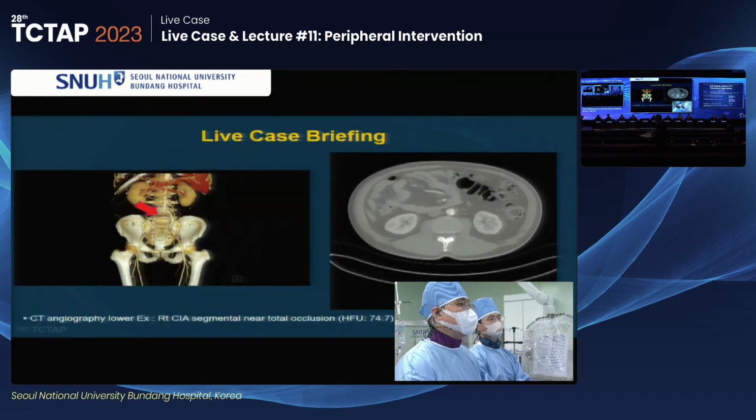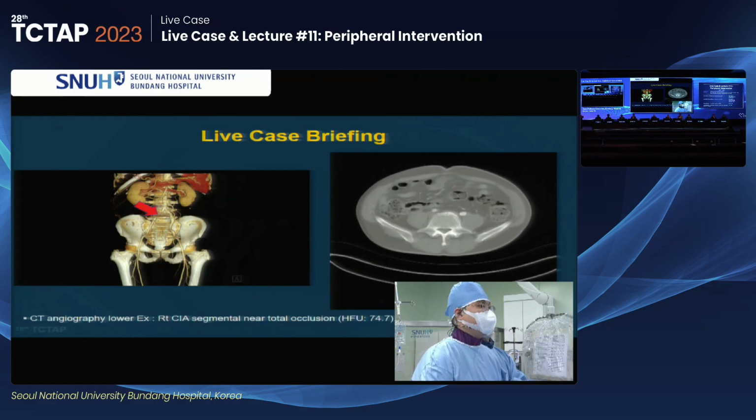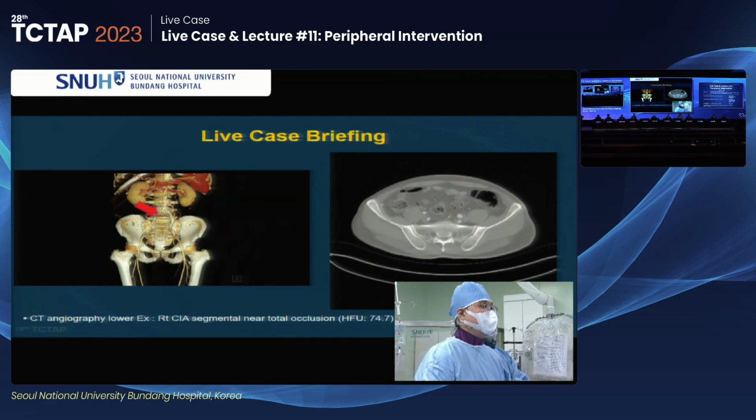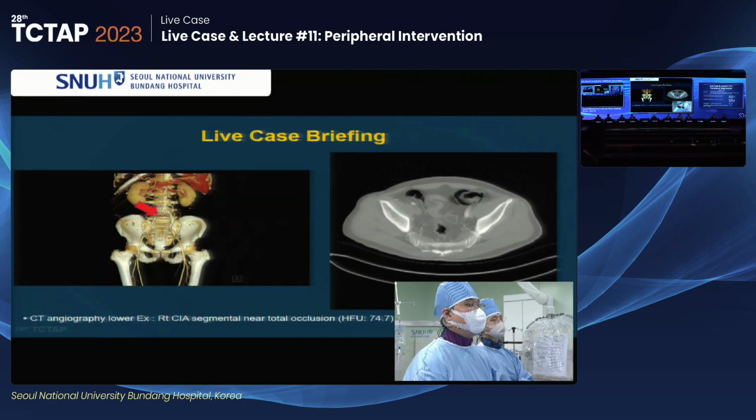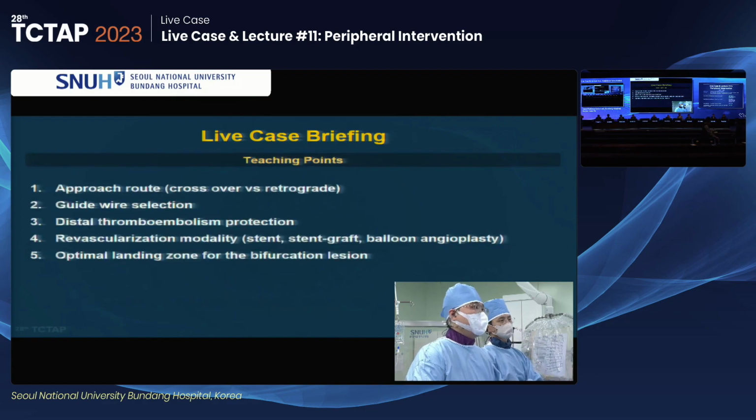The CT angiography of lower extremity showed right common iliac artery segmental near total occlusion, and the average Hounsfield unit of the occlusion was 74.7. He's taking ARNI, beta blocker, mineralocorticoid receptor antagonist, SGLT2 inhibitor, and statin as heart failure with reduced ejection fraction treatment, and he's also taking clopidogrel as adjunctive medication. So today we're planning to perform PTA to the right common iliac artery.